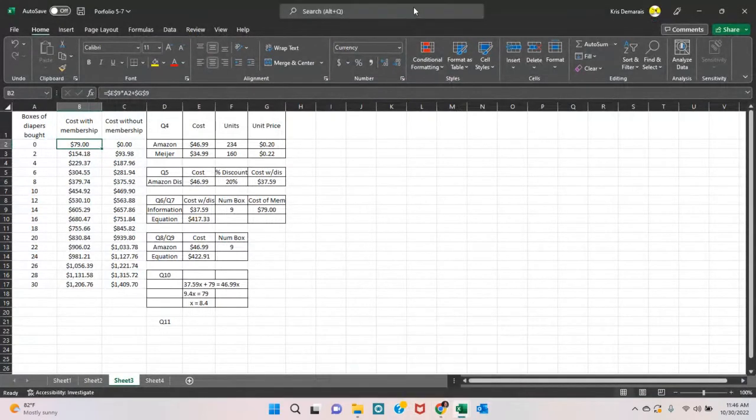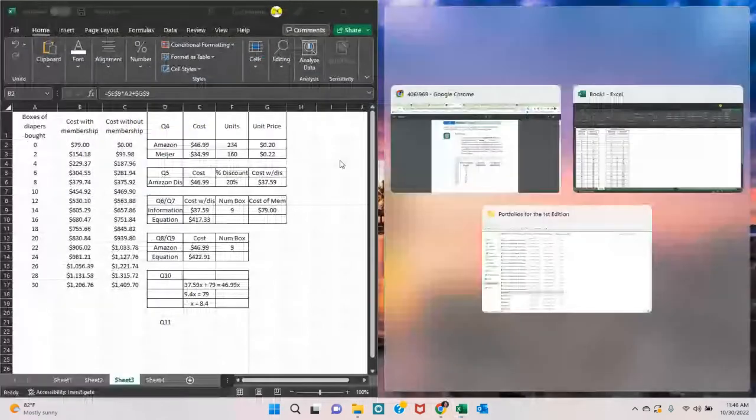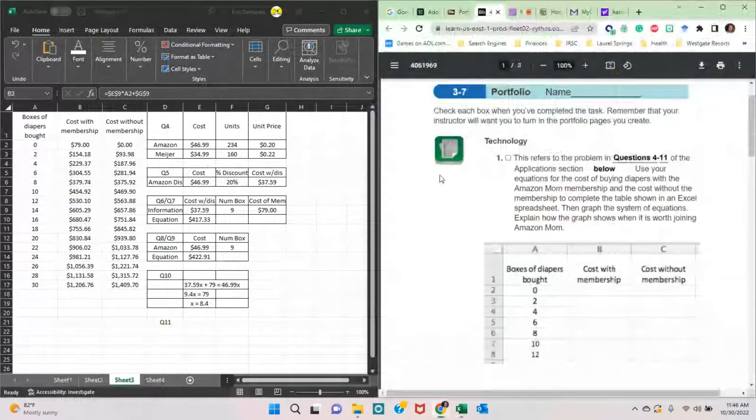So if I pull up side by side, that, which is the instructions, and this, it says that this refers to the problems in question 4 through 11 of the application section below. Use your equations from the cost of buying diapers with Amazon Mom membership and the cost without the membership to complete the table shown in the Excel spreadsheet. Then graph the system of equations. Explain how the graph shows when it is worth joining Amazon Mom.